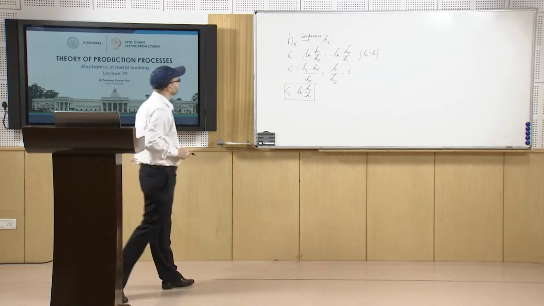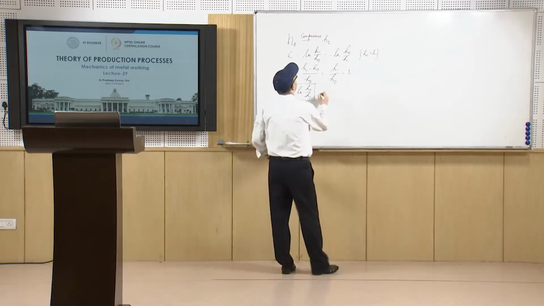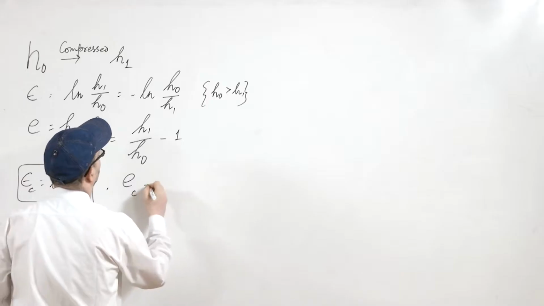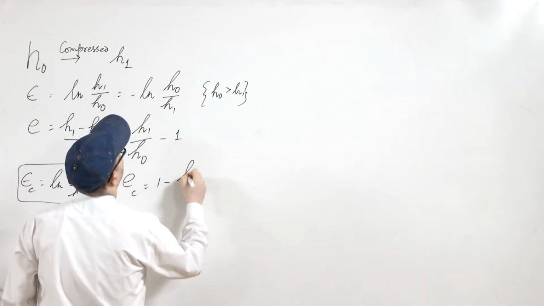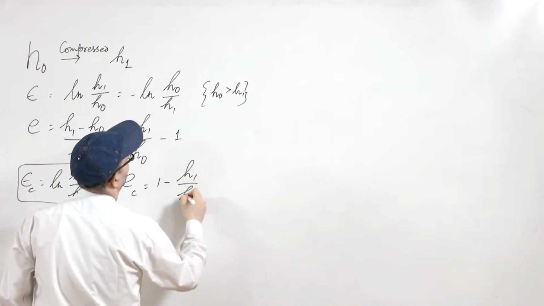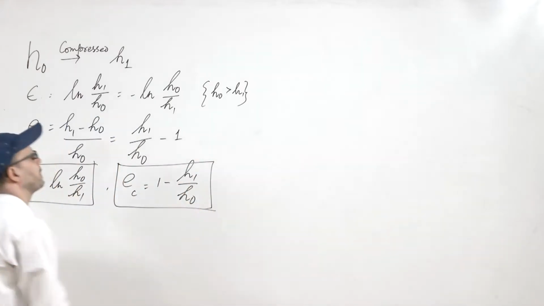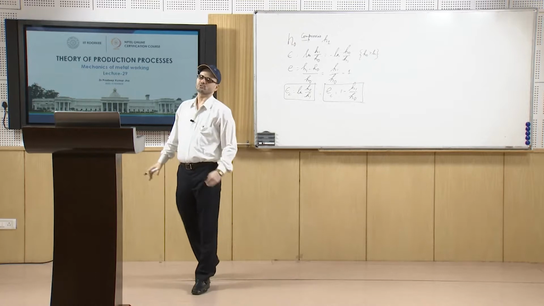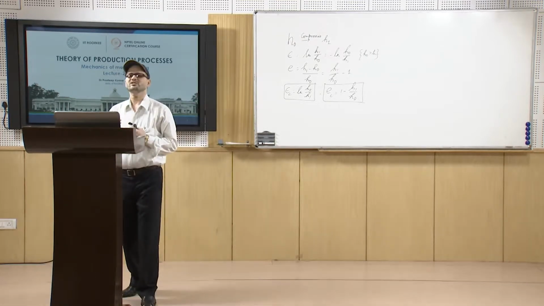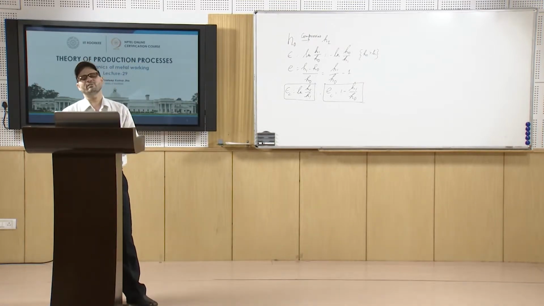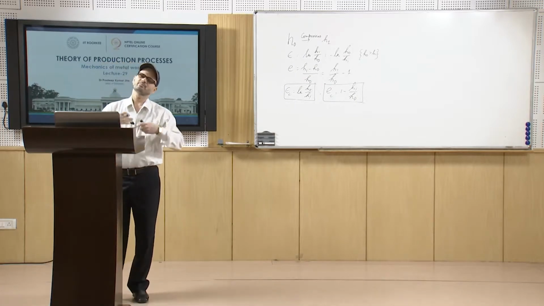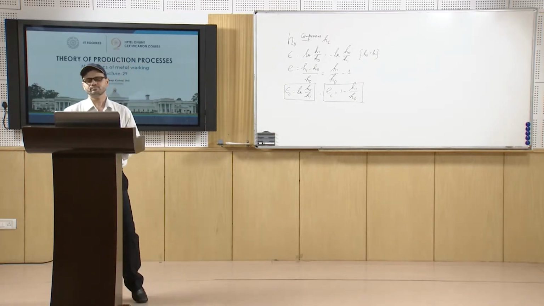Similarly, if you take the engineering strain also, compressive engineering strain, then also we will define it as 1 minus H1 by H naught. So these negative quantities are to be taken as positive quantities. That is what the convention is in the case of plastic deformation.